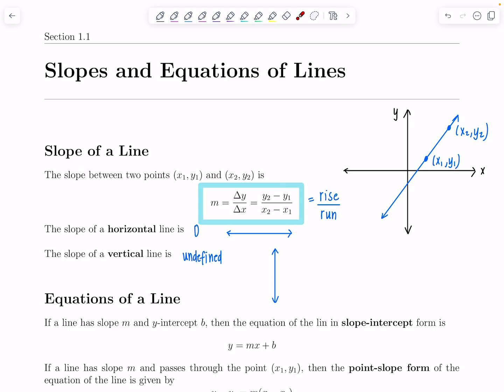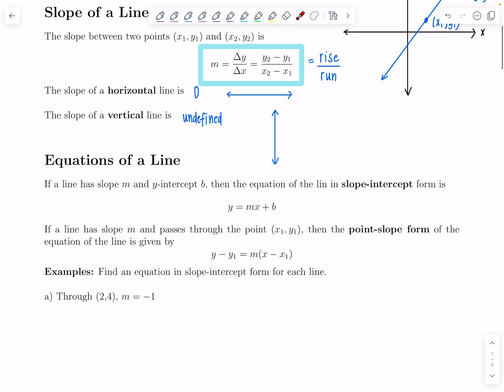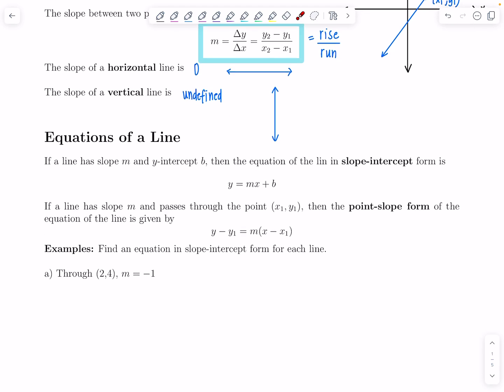Now that we have the formula for the slope of a line, we can put it together and get the equation of the line. If a line has slope m and y-intercept b, then the equation of the line in slope-intercept form is y = mx + b. You've probably heard this before in some algebra class back in the day. Now, if a line has slope m and it passes through the point (x1, y1), then the point-slope form of the line is given by y − y1 = m(x − x1).